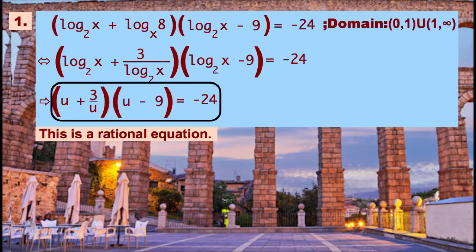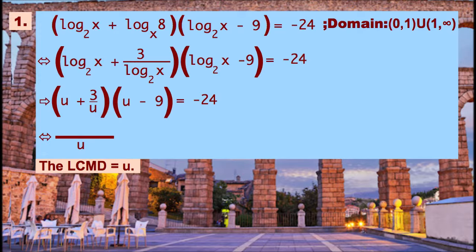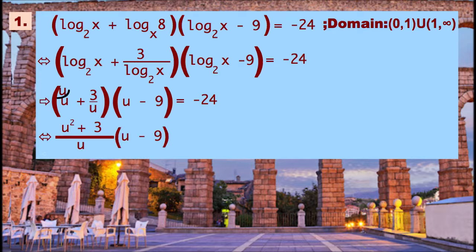This is a rational equation. Its domain is the set of real numbers minus the set made of 0. So let's bring to the same denominator in the first parentheses. The LCD of this is equal to u. So let's amplify the first fraction by u. Equivalent to u squared plus 3 everything over u times the quantity u minus 9, which equals negative 24.